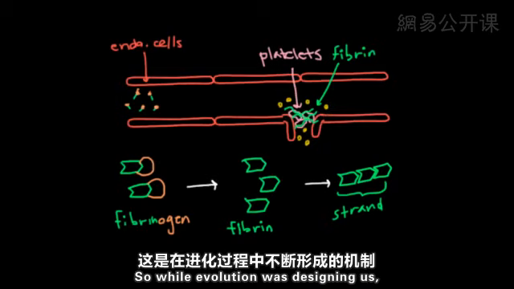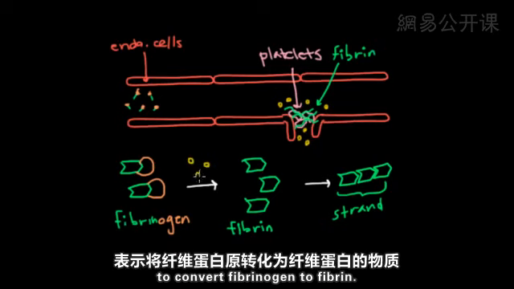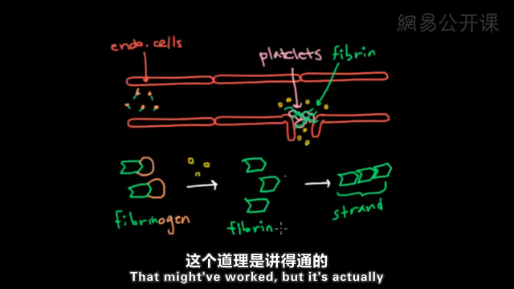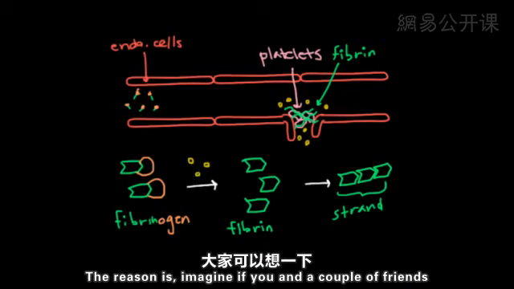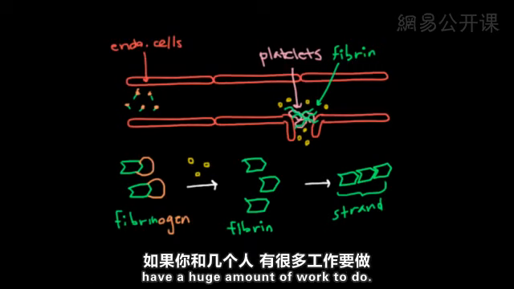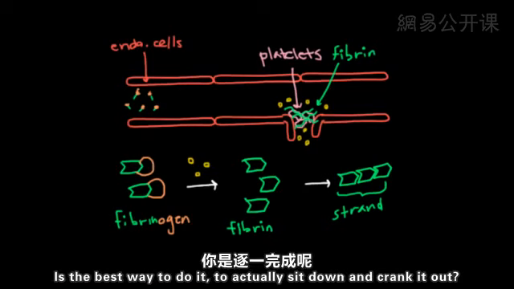So while evolution was designing us, it could have said, let's use these little yellow guys to convert fibrinogen to fibrin. And that might have worked, but it's actually not the most efficient way to do things. And the reason is, imagine if you and a couple of friends have a huge amount of work to do. Let's say you need to convert 1 million fibrinogen to fibrin. Is the best way to do it to actually sit down and crank it out?